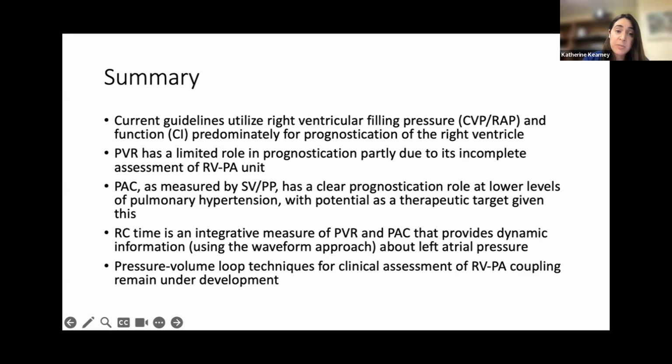RC time is an integrated measure of PVR and PAC that provides dynamic information, using the waveform approach, about left atrial pressure as well. And pressure volume loop techniques for clinical assessment of RV-PA coupling remain under development, and hopefully we'll see more of this in the future as the techniques become easy to use in the clinical setting.